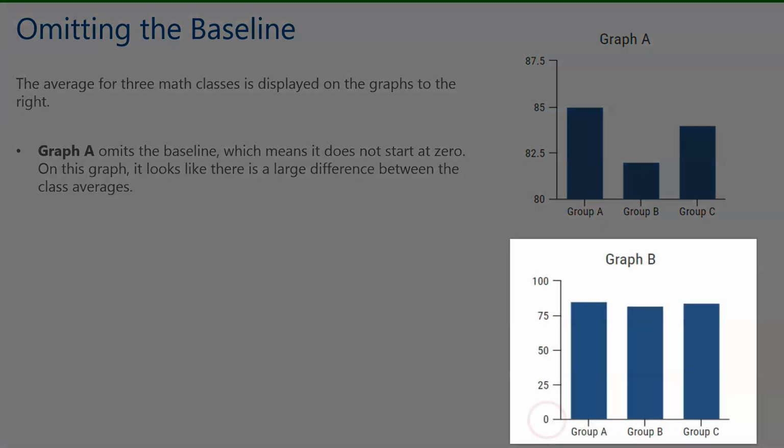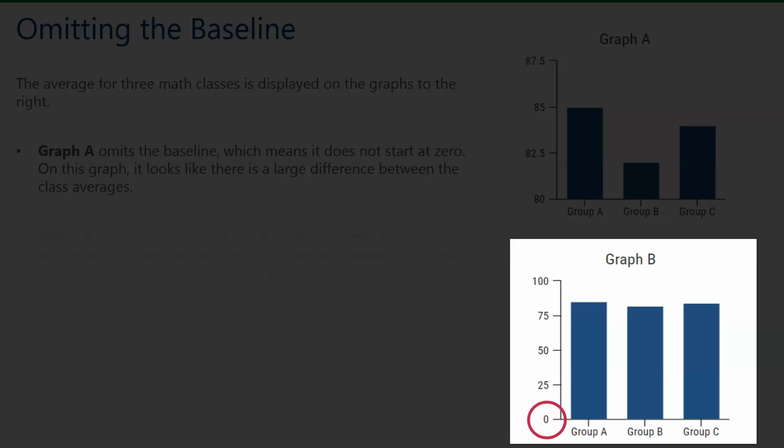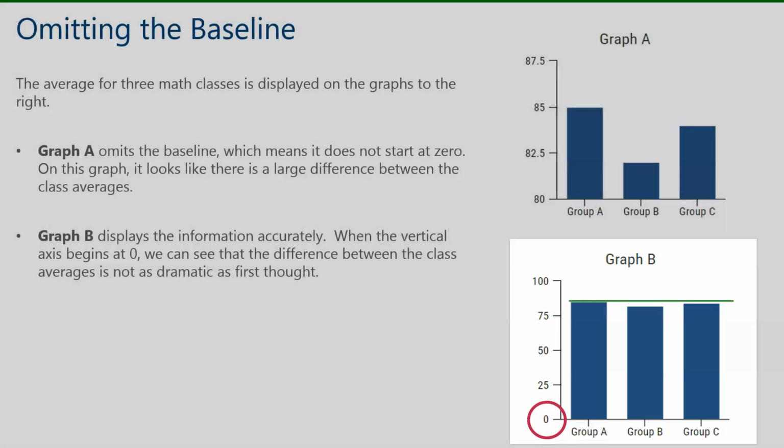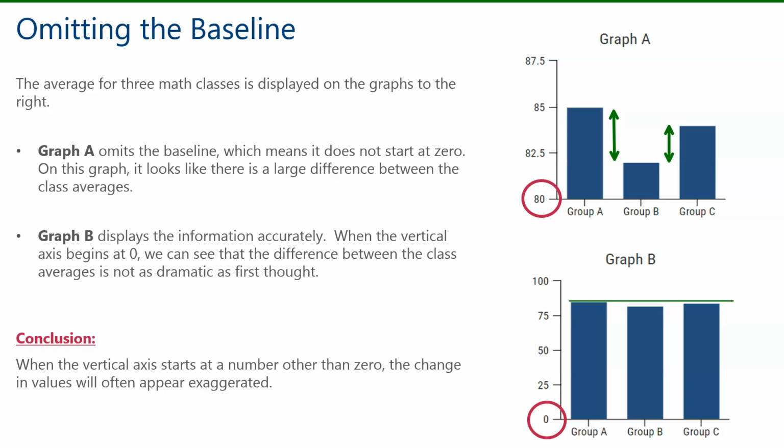Now look at the change in the graph when the graph starts at 0. Notice the difference in the graphs. Graph B displays the information accurately. When the vertical axis begins at 0, we can see that the difference between the class averages is not as dramatic as first thought. So when the vertical axis starts at a number other than 0, the change in values will often appear exaggerated.